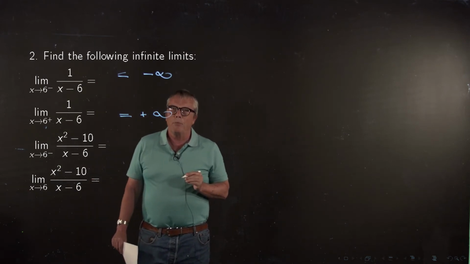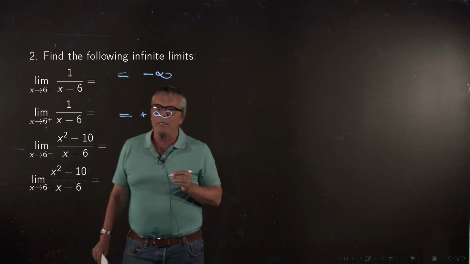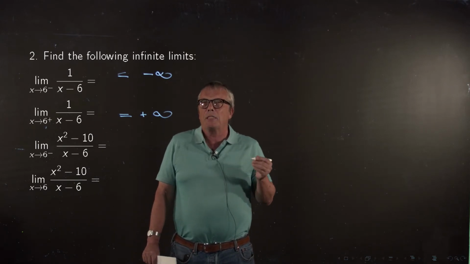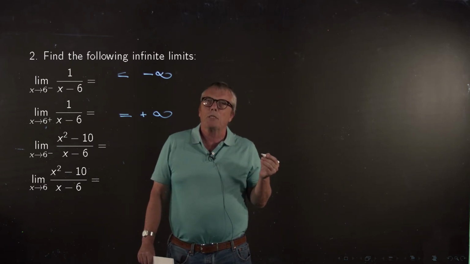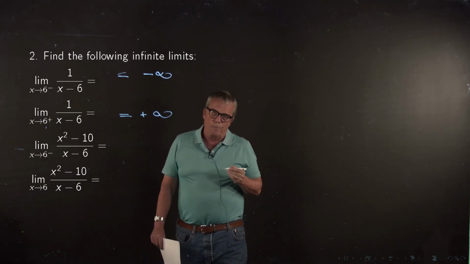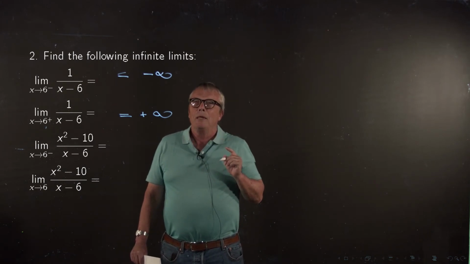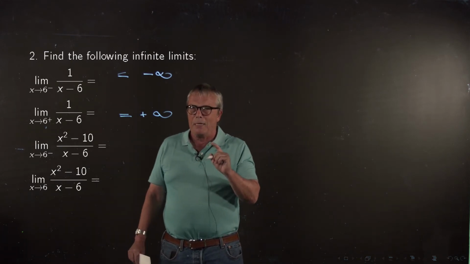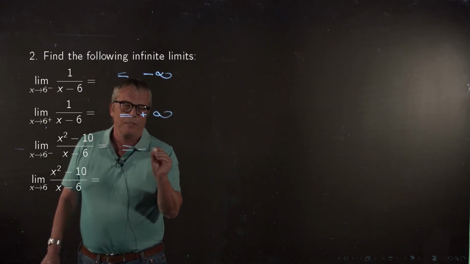In the next example, we're still approaching 6 from the left and have x squared minus 10 on the top. So if x approaches 6, then x squared approaches 36, minus 10, it approaches 26. So it's a positive number. So we have the numerator approaches a positive number, and the denominator approaches 0, but since x is smaller than 6, x minus 6 is negative, so the answer should be minus infinity.